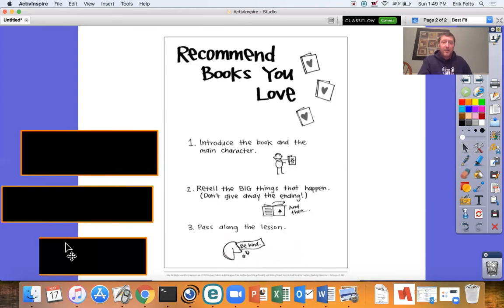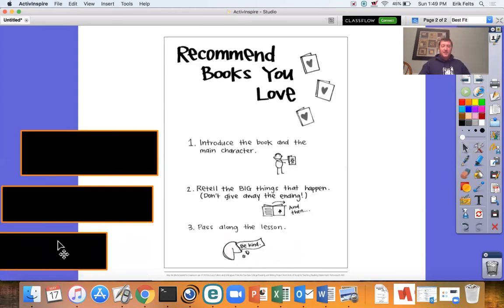And the third and final thing is you pass along the lesson. So in this story, the lesson was friends work together, never giving up on trying to find that lost button.